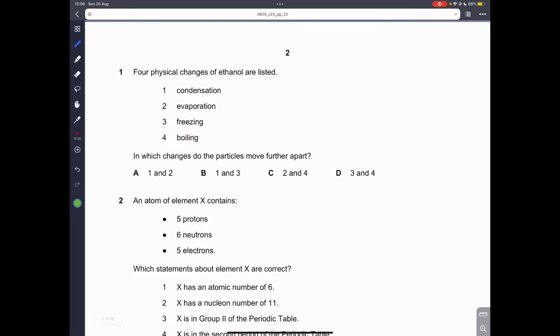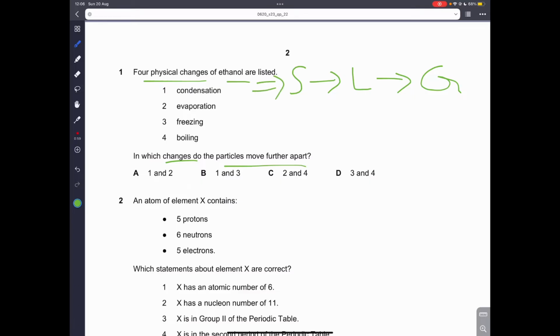Question number 1. 4 physical changes of ethanol are listed. In which changes do particles move further apart? Well, we know that particles move further apart if they are turned from solid to liquid and liquid to gas. So it has to go in this order and not the reverse order from gas to liquid or liquid to solid. So we have to go in this order.